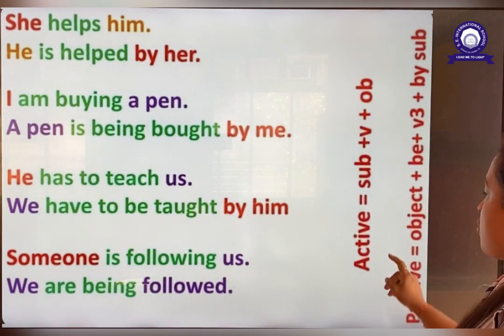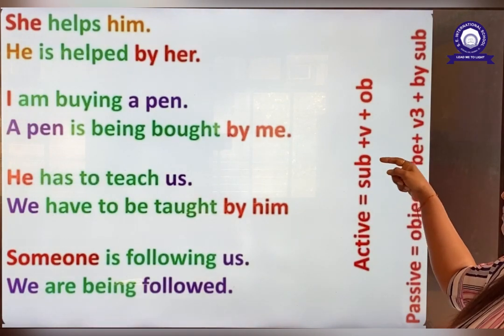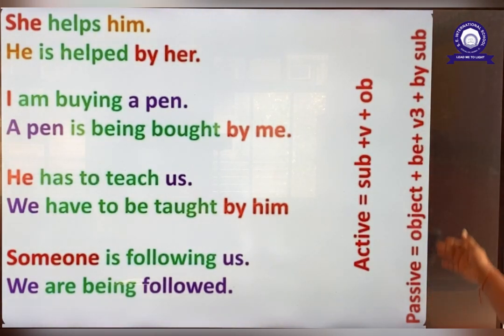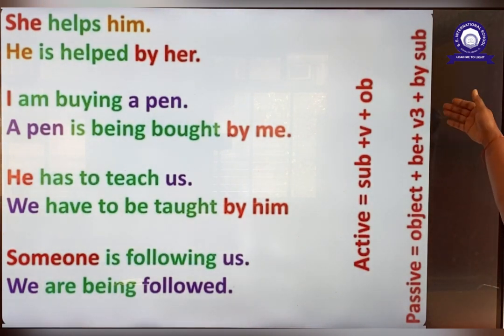Okay. In some cases, so how to change? Active is equal to subject plus verb plus object. Whereas for passive it is object plus be verb plus by subject.